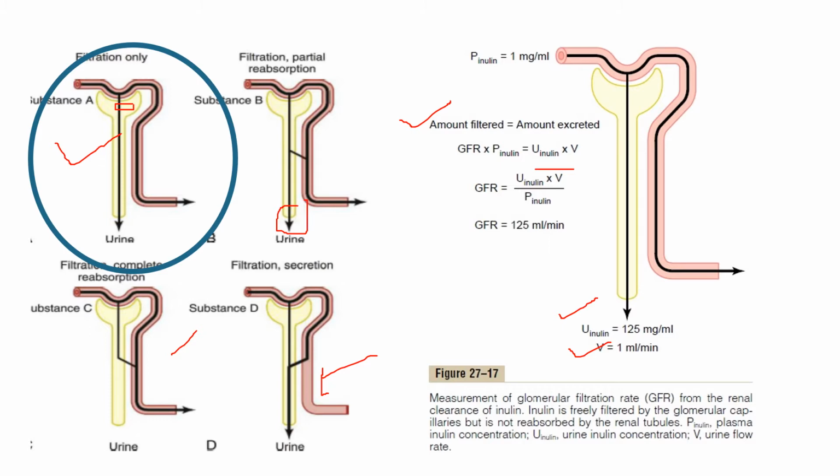Suppose the plasma concentration of inulin is 1 milligram per ml. In that case, if we measure the urine concentration of inulin and it is 125 milligram per ml, and the flow rate of urine is 1 ml per minute, if we put in these values we will get the GFR, and that is exactly 125 ml per minute.